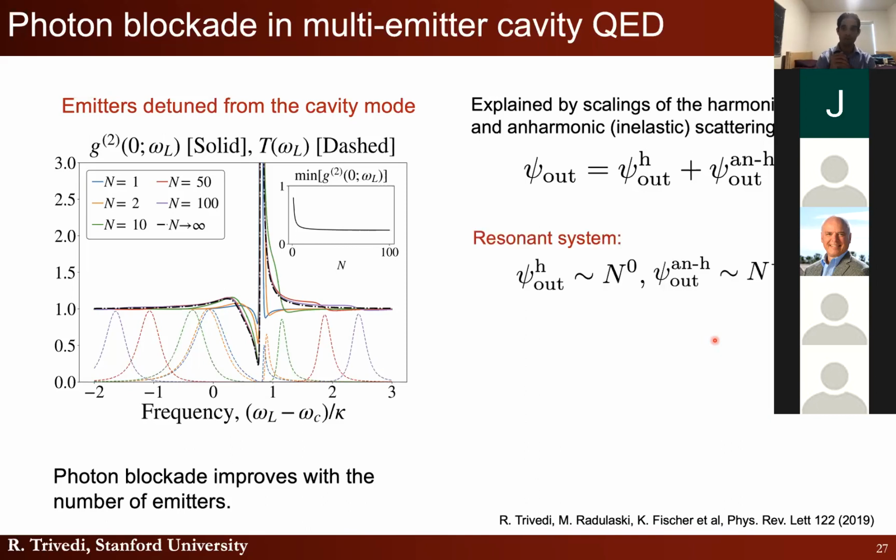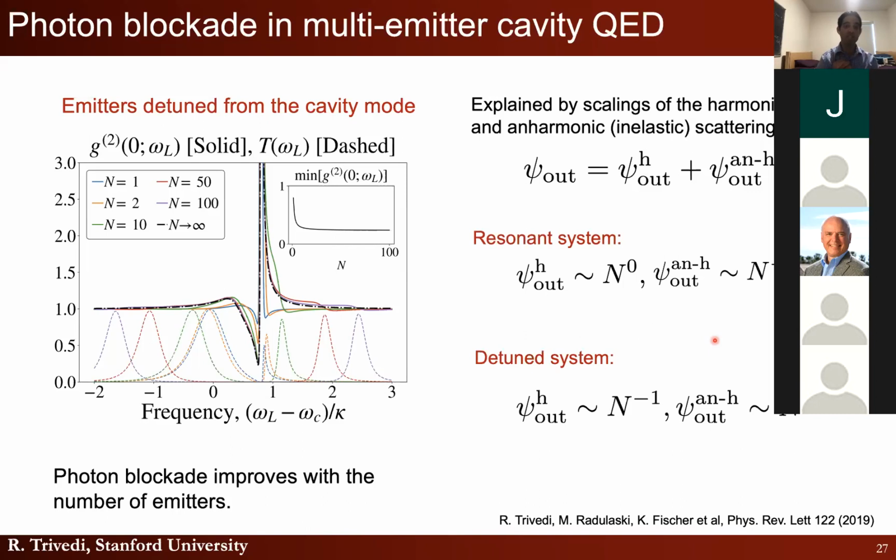So for a resonant system, what we found was that the harmonic contribution actually did not really scale with the number of emitters, so it was pretty much constant. But the anharmonic contribution scaled inversely with the number of emitters. And this really told us that, as you increase the number of emitters, the system was becoming increasingly harmonic because the anharmonicity was becoming smaller and smaller.